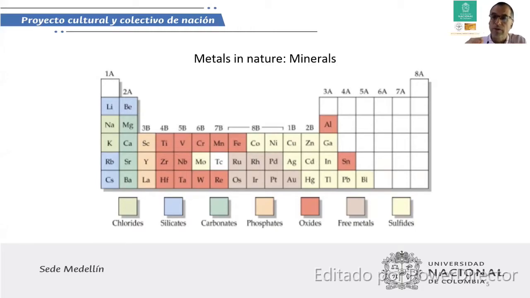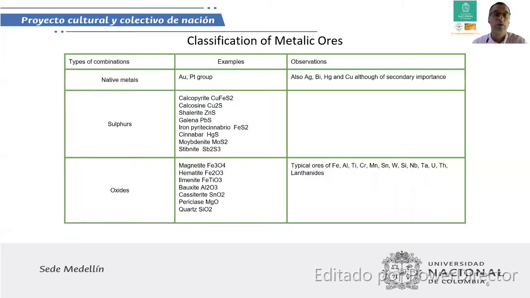It's important to determine which are the main mineralogical associations in order to define which methodology you will use in extractive metallurgy: pyrometallurgy, electrometallurgy, hydrometallurgy, or biometallurgy. It depends on that, and it's very important to know. For instance, we could find metals free without associations. The name is native metals, as I explained, gold, platinum, and the group.